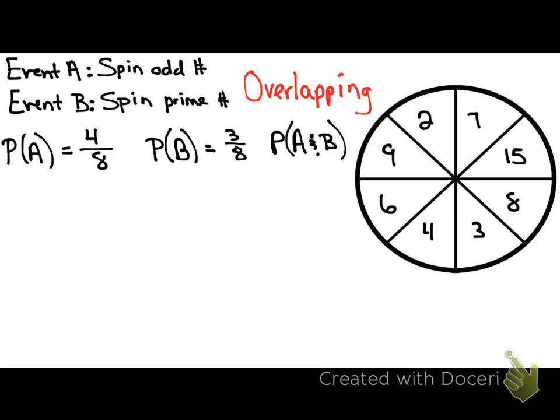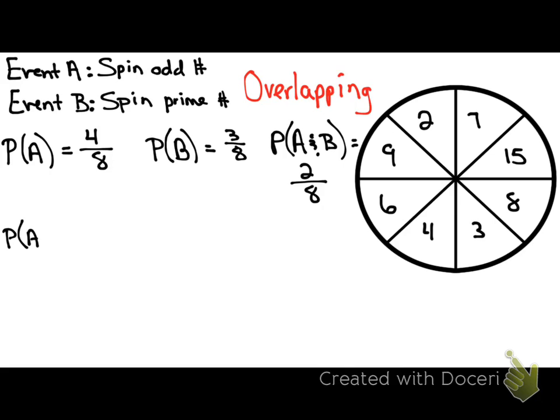How many odd prime numbers do you see? 7 is odd and prime. 3 is odd and prime. Anything else? So there are 2 numbers out of 8 that are both odd and prime. So here's how I calculate it.